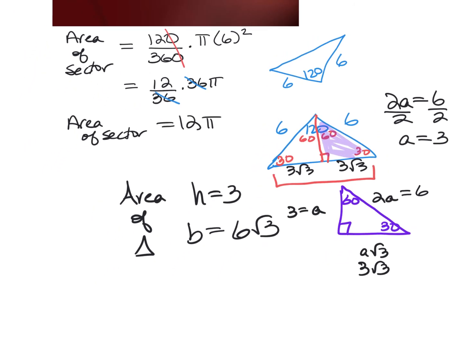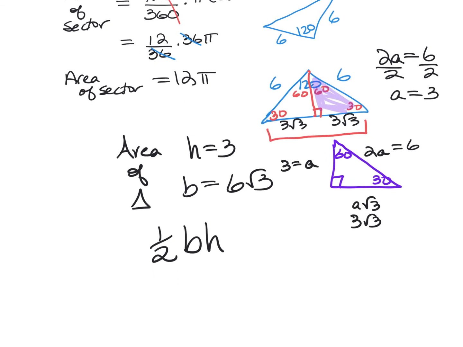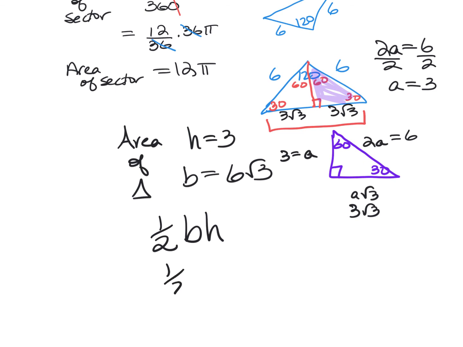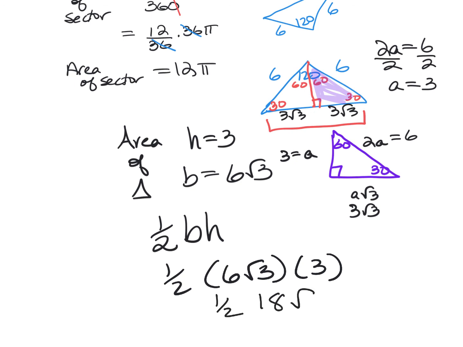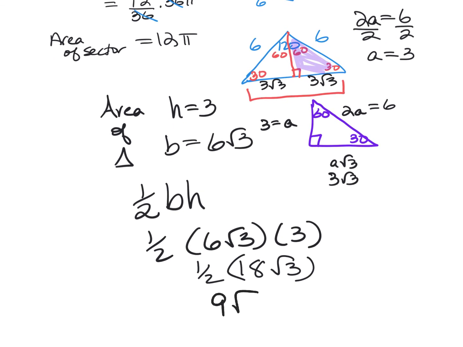Then what you need to do is the formula for area of a triangle is 1/2 base times height. So let me fill it in. 1/2 times 6 square root 3 times 3. 1/2 times 18 square root 3. So 9 square root 3 is the area of the triangle.